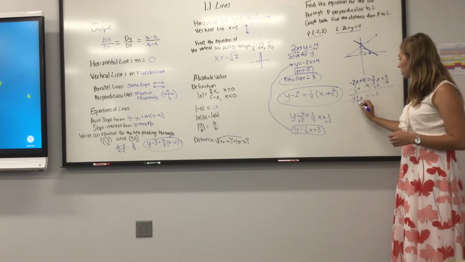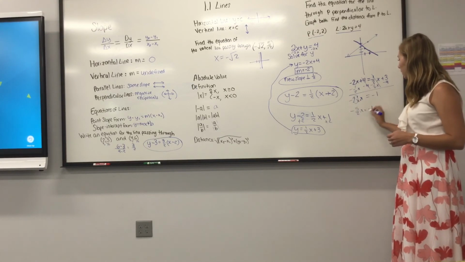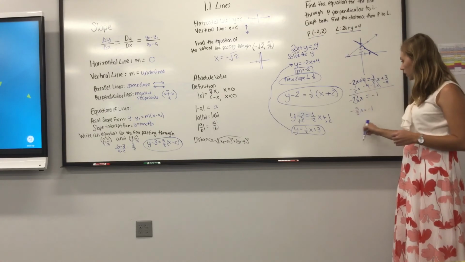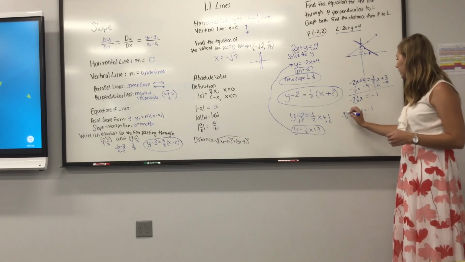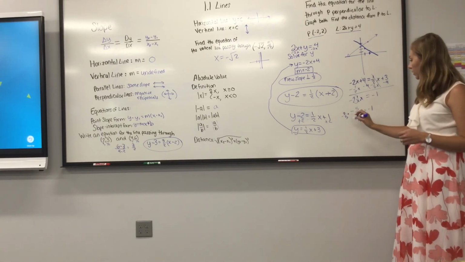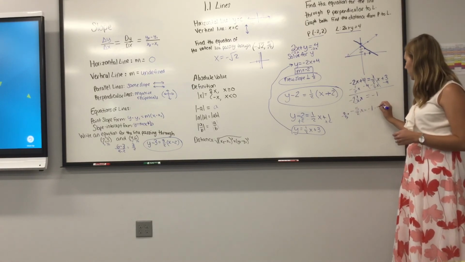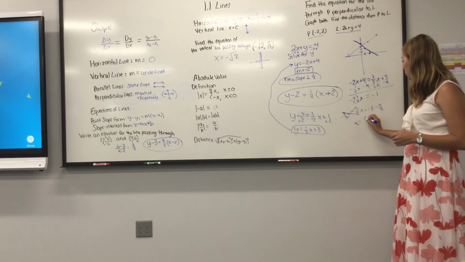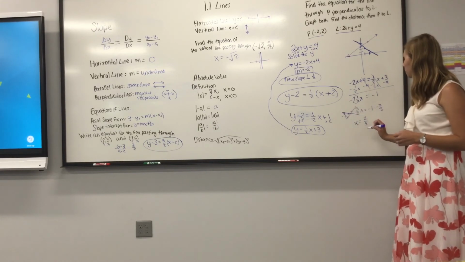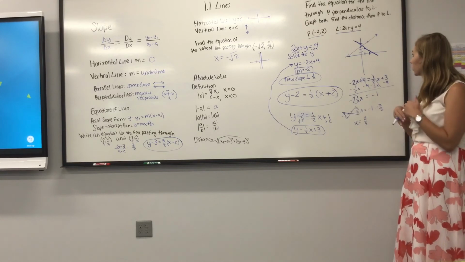I can change this into an improper fraction by multiplying. 2 times 2 is 4 plus 1 is 5, negative 1. And then now I can divide by the opposite here to cancel those out. Dividing by negative 5 over 2 and multiplying it to the other side. Negative 2 over 5. And we get 2 over 5. So that's the point at which they're crossing.